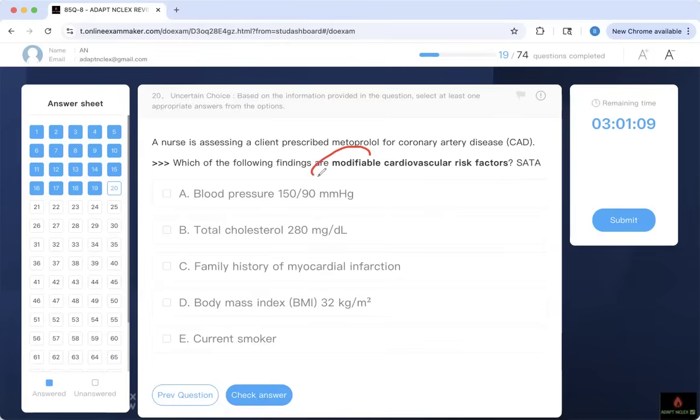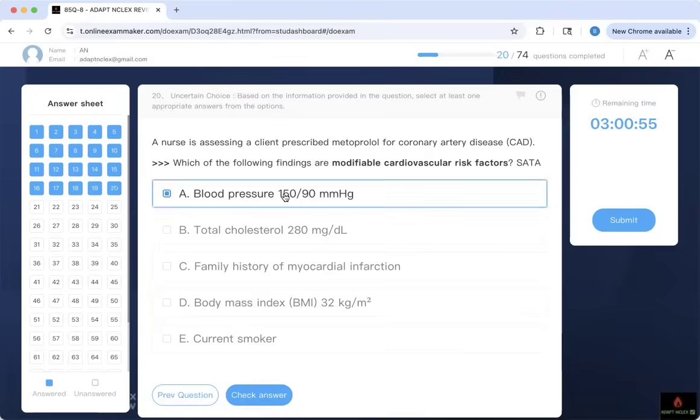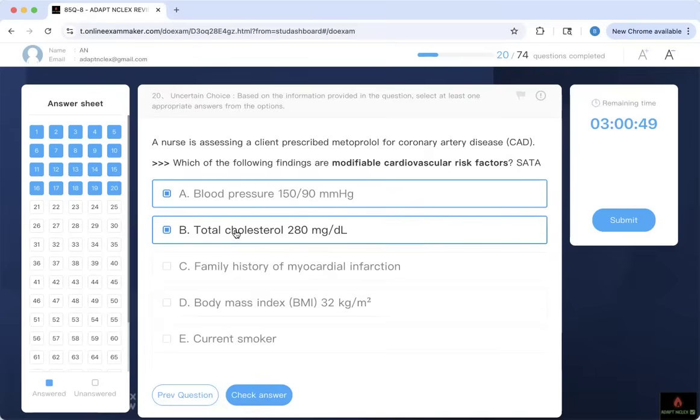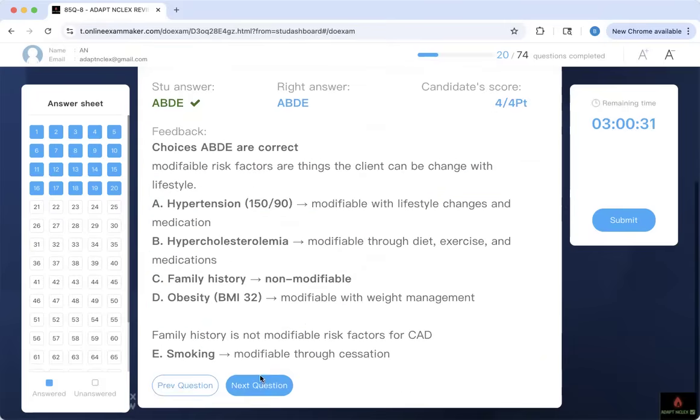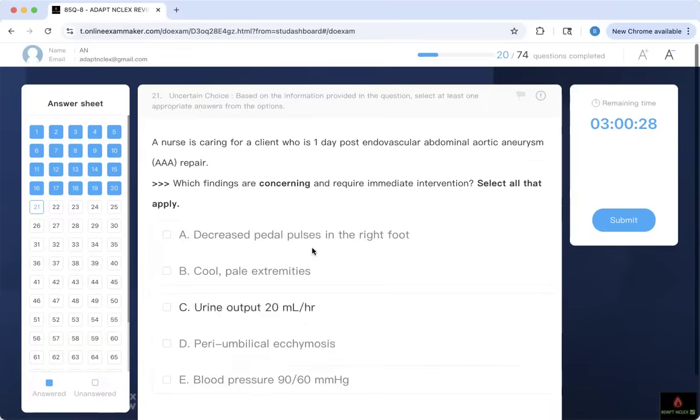Therefore, the keyword is this: modifiable. I can change it. These may all be cardiovascular risk factors, but modifiable means something I can do something about. Your blood pressure, you can help with your blood pressure, right? Your cholesterol, you can help with your cholesterol. Your family, you can't change where your family is from. Your family already gave you the gene. Good luck with that. BMI, you can change that. And smoking, well, you can decide not to smoke. Those are your right answers. That's the definition of modifiable.